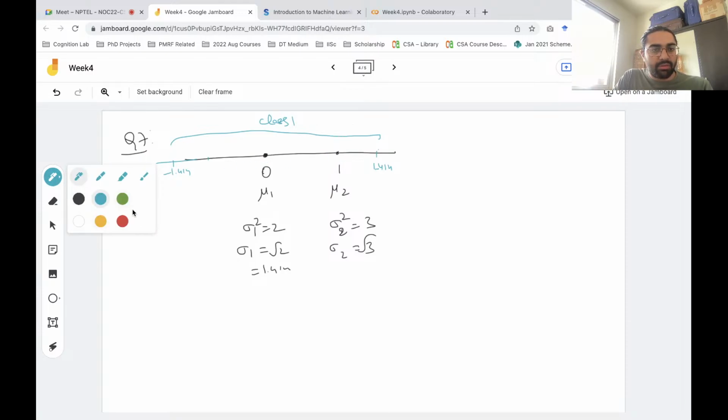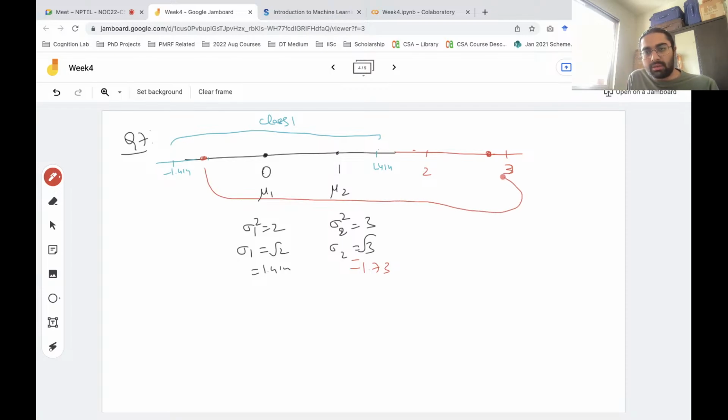And then you have this square root 3, right? This is 1.7, I guess, something like that. So again, let's say this is 2, and this is around 3, so 2.73, something like this. So this is here, and minus 0.73, something like this here, right? So this is the region for getting class 2 data points, right?